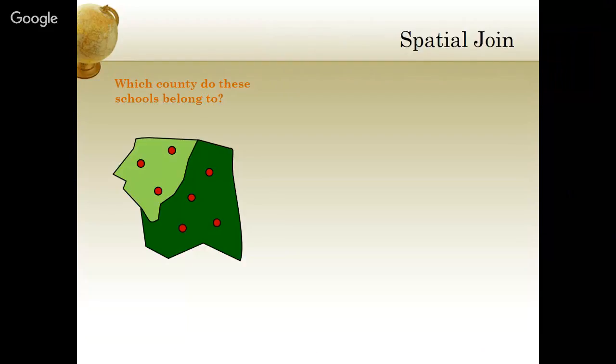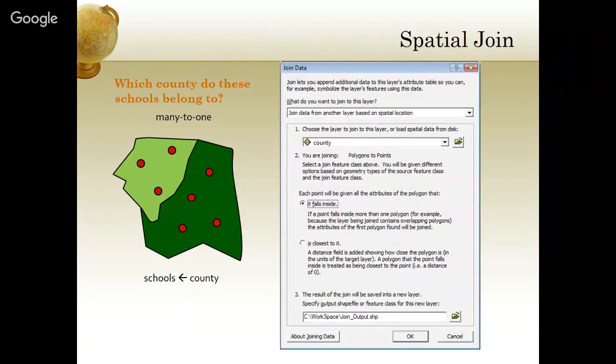Continuing our example, let's say we have a point feature class containing schools and we have polygons with counties in them, and we want to know which county each of these schools belongs to. We would join that county information to our schools. It's a many-to-one relationship, and our tool looks like this. We would right-click our layer, select joins and relates and join. And here we join data from another layer on spatial location rather than from a table.